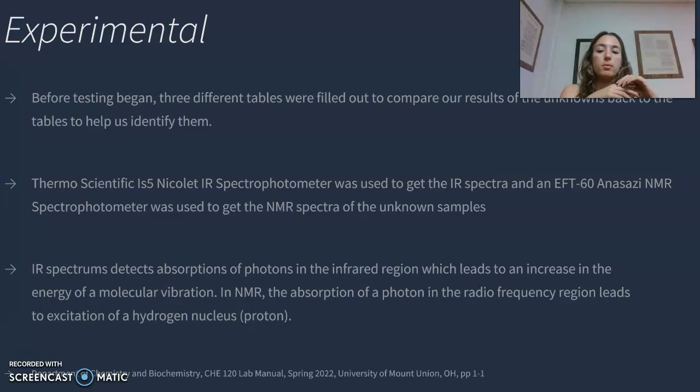So the IR spectrum detects absorption of the photons, which shows wavelength. That's what it produces in the spectrum. And NMR does the same thing. It takes the absorption of the photons, but it shows the hydrogen nucleus, which is the protons. And that was given to us by the Department of Chemistry in our lab manual.